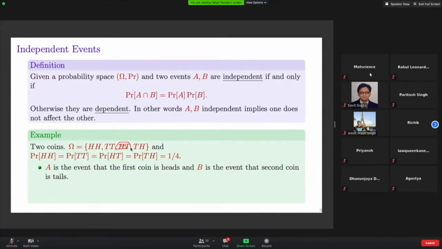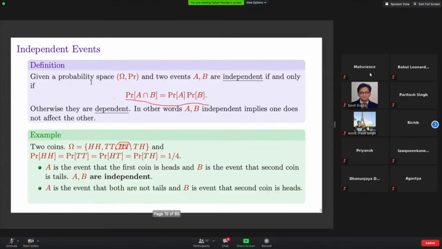Like probability of A happening. What is probability of A? The first coin shows up head, the second you don't care. That is actually 1/2: head head and head tail. Similarly for B, the second is tail, the first you don't care. That is also 2/4, which is 1/2. So you will get that left hand side equal to 1/4, and right hand side is equal to 1/4. So these are independent.